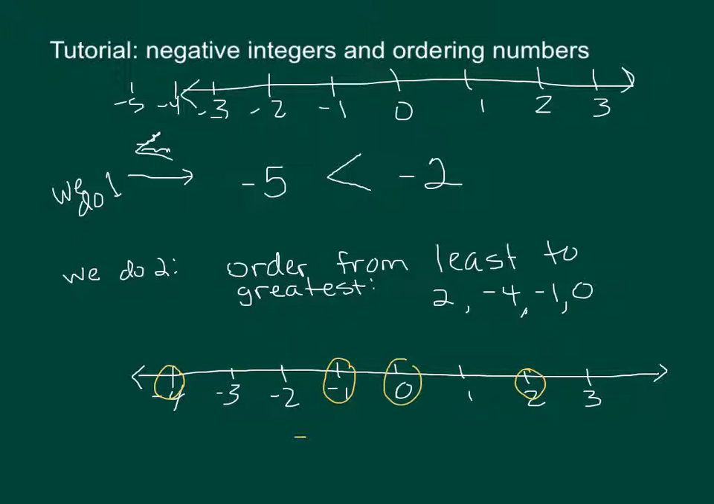So the order would be -4 is the least, because owing 4 is worse than any of the rest of these. Owing $4 is worse than all of them. Then it's -1, because owing 1 is the second worst. Better than owing money is having 0, at least I don't owe anything. And then I would have $2. So this is ordered from least to greatest.